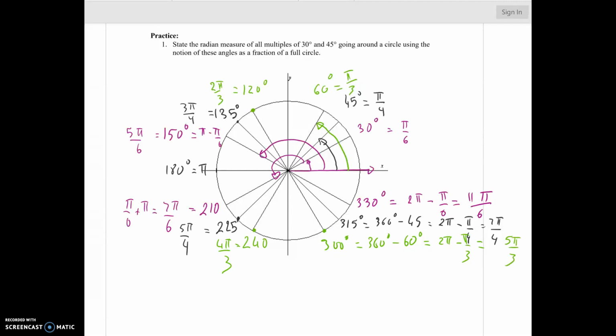Alright, so I hope that you understand that it's not very complicated. It's just about trying to figure out if I need to add pi, if I need to subtract the angle, or add the angle to pi or to 2 pi, and you will find the answer pretty easily. If you have any question, just let me know in class.